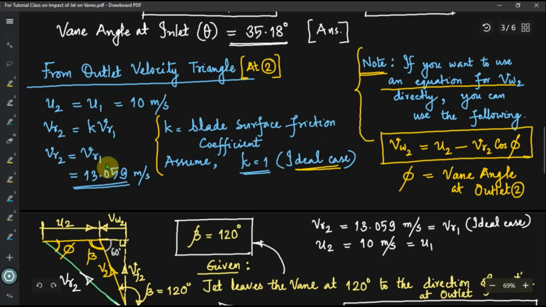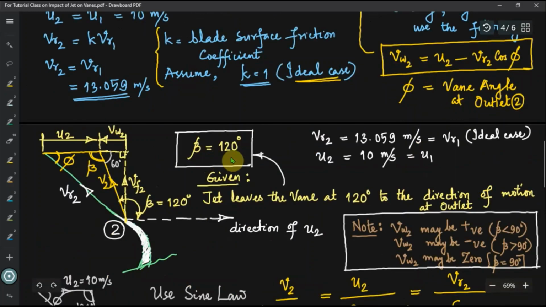So therefore Vr2 is equal to Vr1, that is 13.059 meter per second. Now we know two velocity components at the outlet side. One is the velocity of the vane at outlet, that is 10 meter per second, and the second one is the relative velocity of the jet with respect to the vane, that is 13.059 meter per second. And beta is equal to 120 degree. It is given that the jet leaves the vane at 120 degree to the direction of motion of the vane at outlet. Now consider this velocity triangle at outlet.